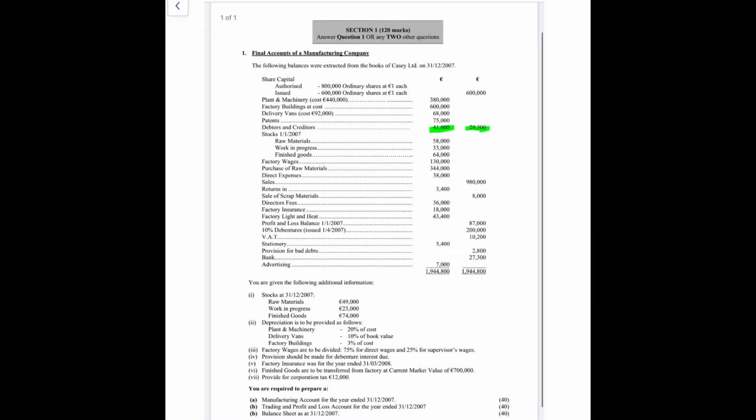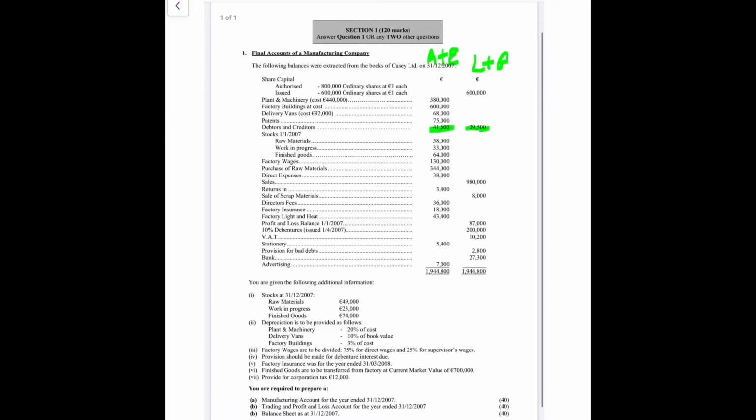Also, everything that's in the debit column is either an asset or an expense. And anything in the credit is either a liability or a gain. Okay, so when you're looking at anything in the debit column, you should know automatically it's either an asset or an expense. Okay, and then similarly with the credit side, it's either a liability or a gain.